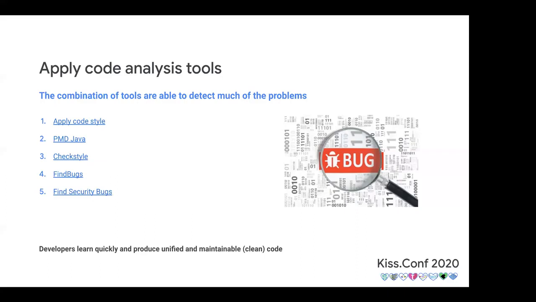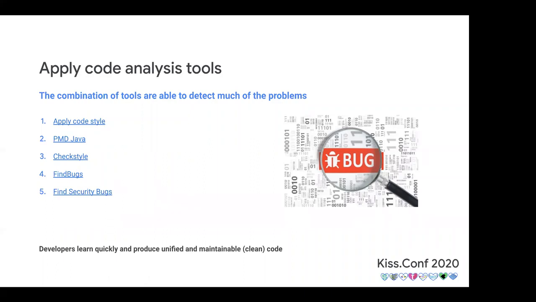It will compile, but you are violating the convention. That means it's bad code, which is hard to understand. So applying these tools can help us to detect such issues and enforce all these best practices. Also, for instance, find bugs and find security bugs.